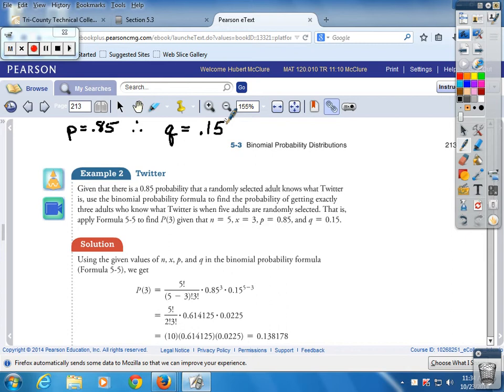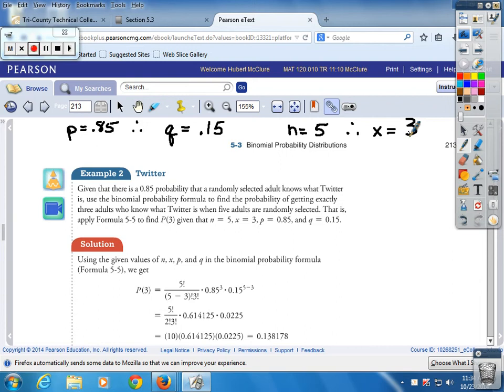So you need to figure q as soon as you find p. n is going to be equal to 5 because usually n is going to be the biggest number. And in this case, it says 5 adults. So therefore, x is equal to what? 3. Now, if you are doing it by hand, you've got everything you need, plug and chug. If you're doing it by a calculator, you have n, p, and x.